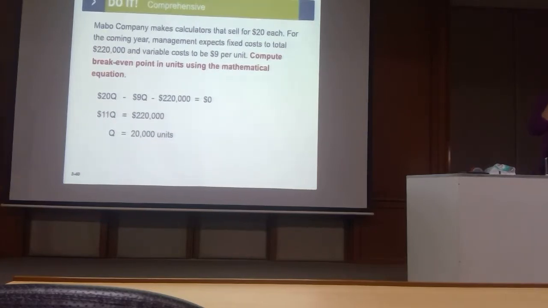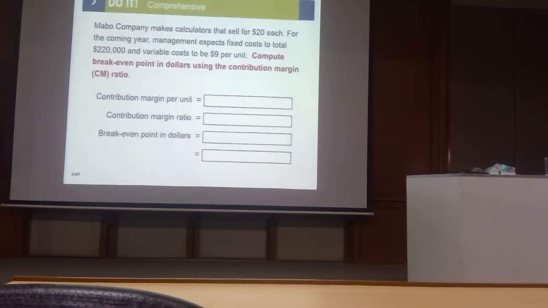So this is question A, okay? See, set the formula, right? Sales minus variable cost minus fixed cost equals your net profit of 0. And then you just solve for Q and you get 20,000 calculators. So this is A, right? And let's move on to B.